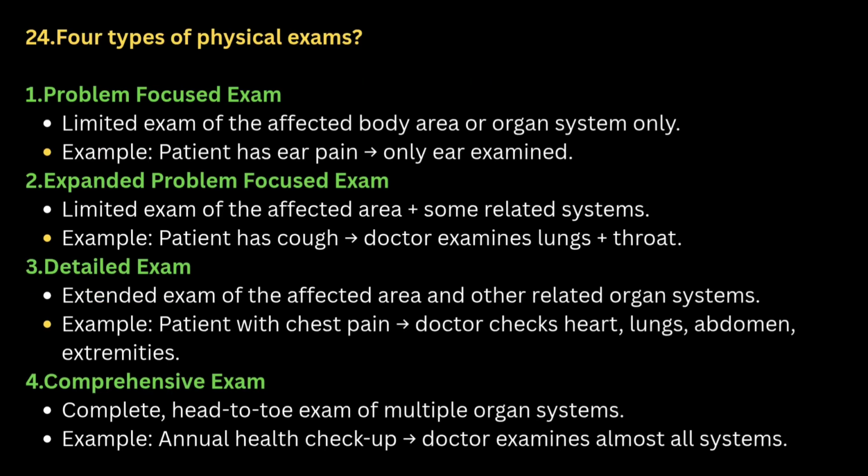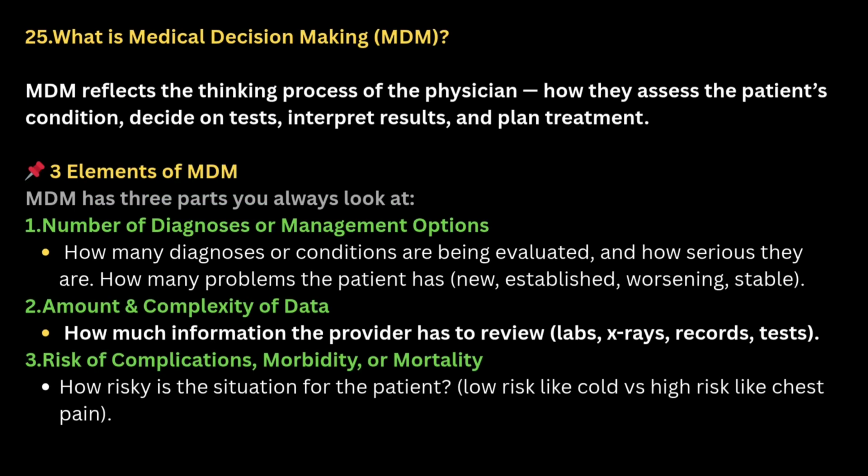Next question, the four types of physical exams: problem focused, expanded problem focused, detailed exam, comprehensive exam. In problem focused, it is a limited exam of the body, only that particular part will be examined, like what we are complaining. In expanded problem focused, the limited area plus the related symptomatic area will be examined. Detailed means the affected area plus related organs in detail.